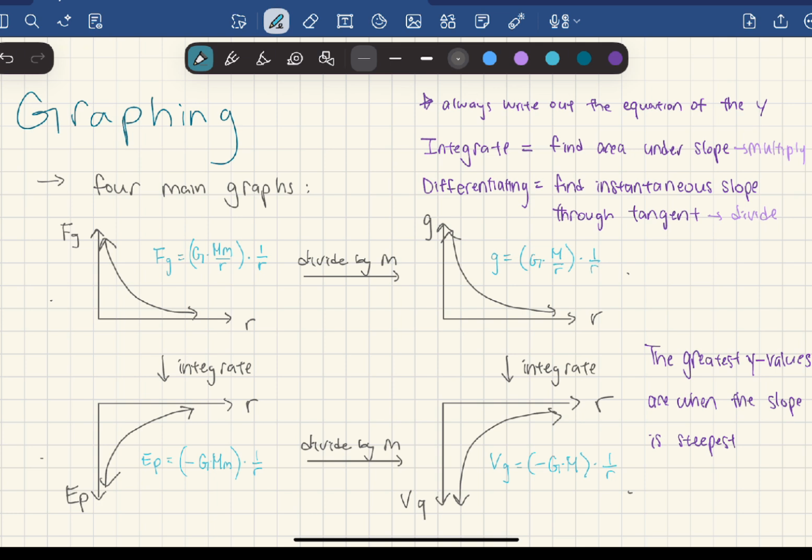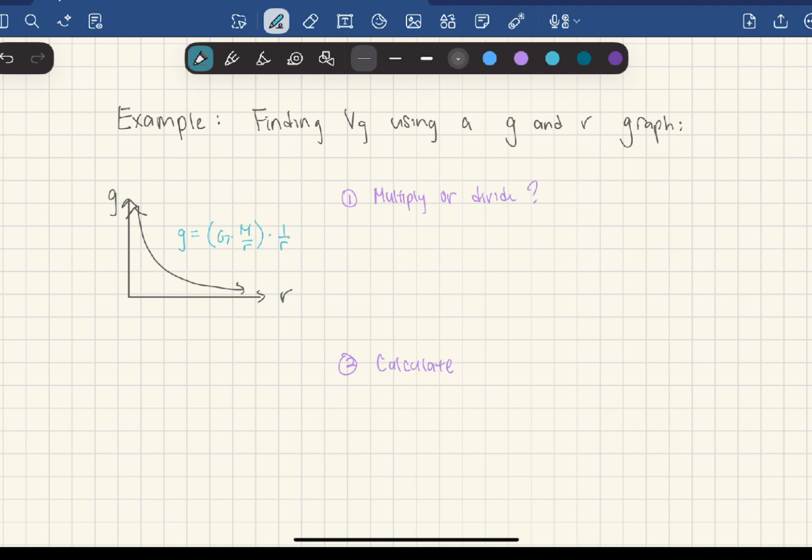Differentiating basically just undoes integrating, so instead of going from Fg to Ep, you're now going from Ep to Fg. When you integrated, you found the area, and by finding the area, you basically multiplied the x and y variables. But when you differentiate, you have to find the slope, because you're dividing y over x, and you find the slope by drawing a tangent. And the greatest y values, remember, are when the slope is the steepest and not when the value is necessarily highest. So for example, if you're asked to find Vg using a g and r graph, first you have to find out if you're multiplying or dividing, so if you're integrating or differentiating.